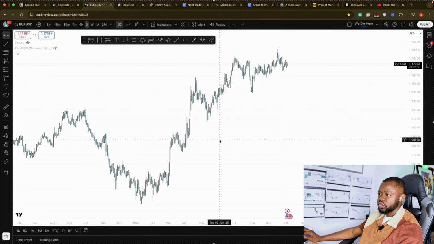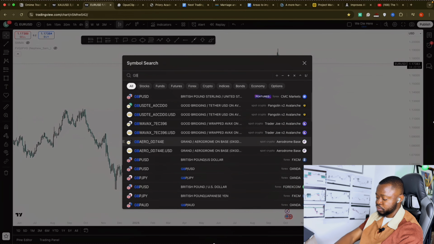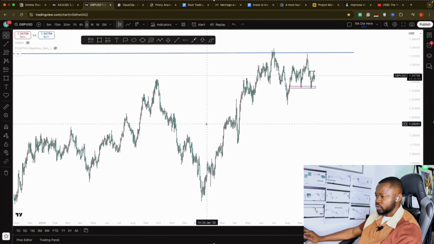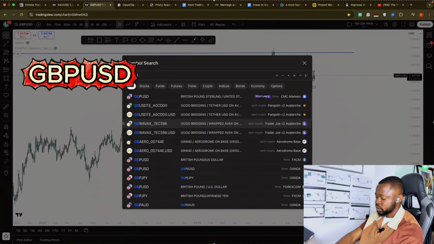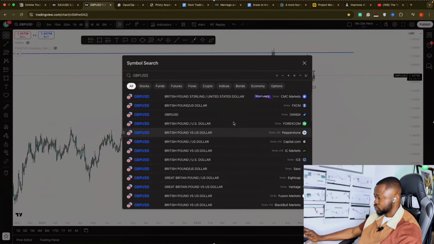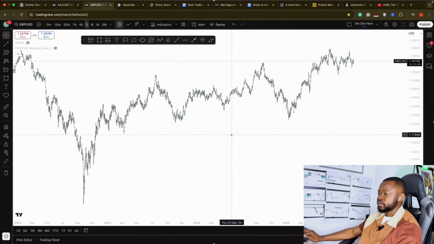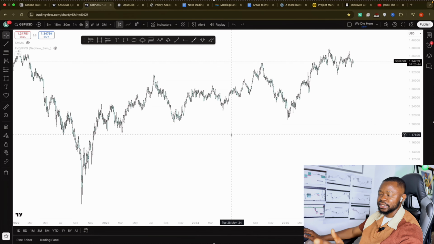So I'm going to be using a EUR/USD chart, or let's use a GBP/USD chart. Now we're going to be doing a proper GBP/USD. Let's do a chart where I don't have any markups on. Good. So what is top-down analysis basically?